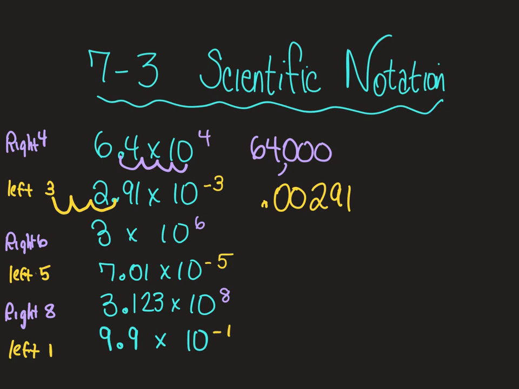I'm going to go 6 hops to the right. The decimal is after the 3. 1, 2, 3, 4, 5, 6. So the answer is 3 million.